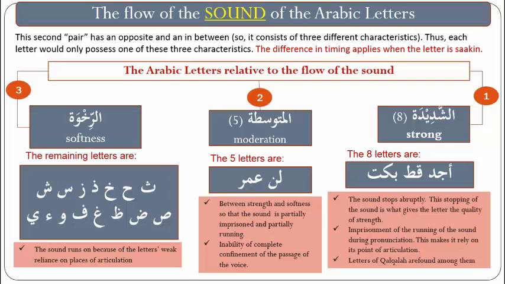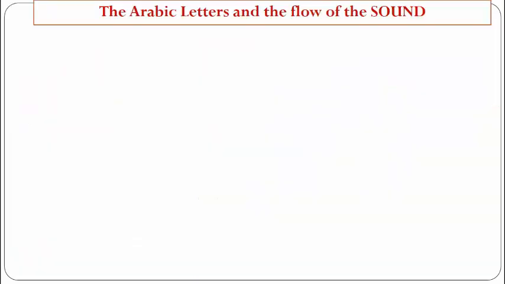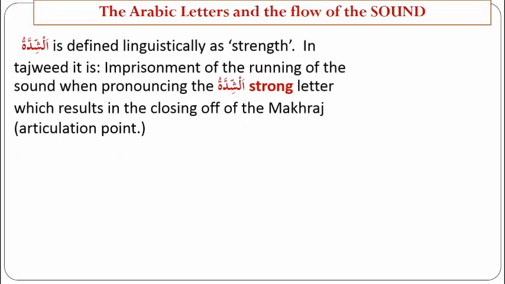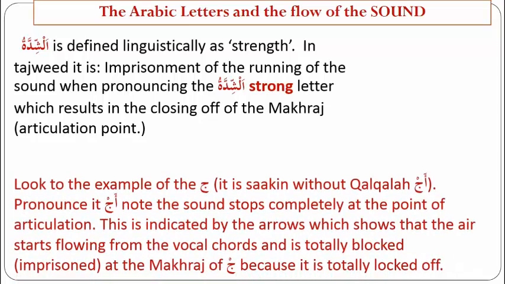And this is important to pay attention to because we are dealing with the Arabic letters relative to the flow of sound. Ash-shiddatu, which is this category that we are talking about, and al-rikwatu, al-rakhawatu. Ash-shiddatu is defined linguistically as strength. In Tajweed, it is imprisonment of the running of the sound when pronouncing the shiddah, strong letters, which results in the closing off of the makhraj, the articulation point, totally. Look at the example of the jim.